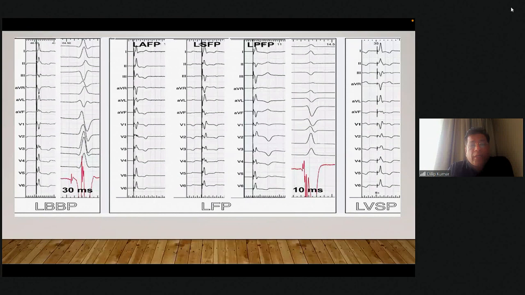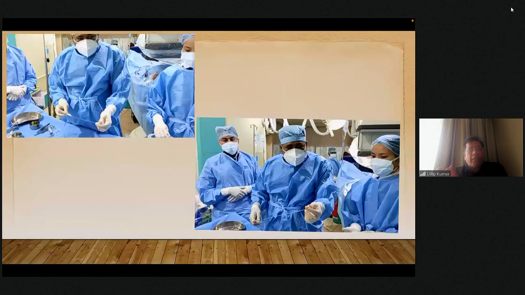The kind of ECG axis you will get depends on where you are hitting the target, whether you are hitting the left bundle area, or the left posterior fascicle or anterior fascicle. I will not go into detail. I will just give you a glimpse and some evidence about this conduction system pacing.